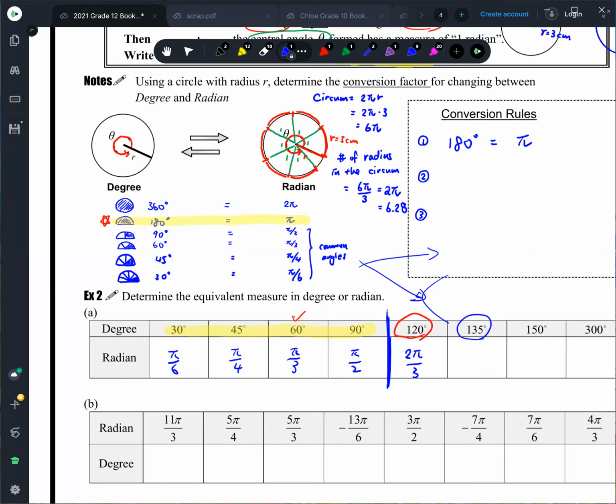You have three slices of 45. So each 45 is pi over 4. You want 3 of them. So you just put 3 pi over 4. Okay, so always match with one of the 30, 45, 60, and 90. Okay. Right, next one, 150 degree. Jenny, is a multiple of which one?